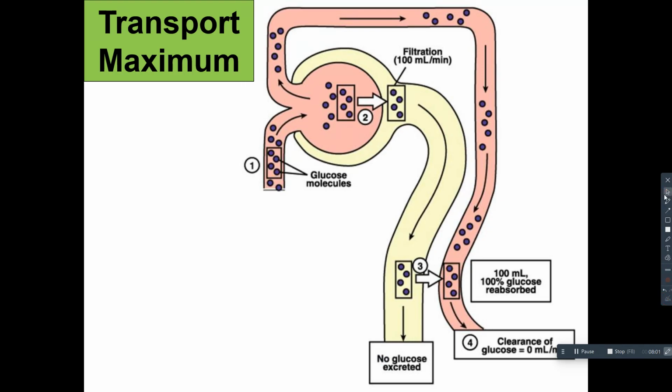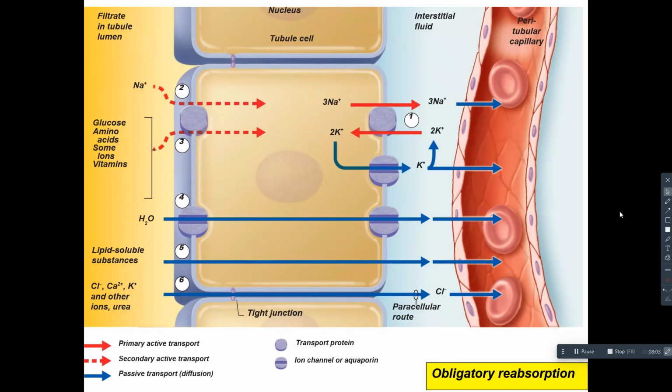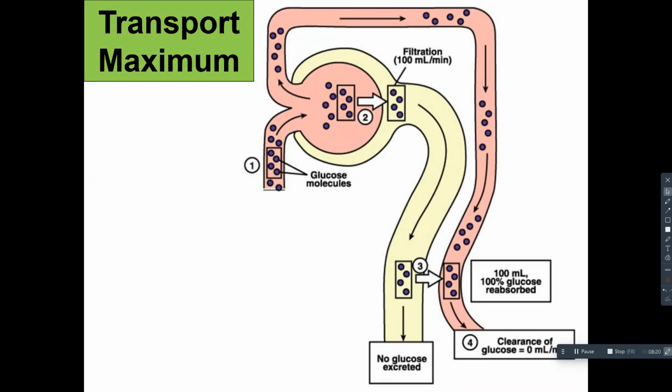In fact, if we go back a slide or two, that's not back, that's forward. There it is. Notice we got these proteins involved in moving things, reabsorbing things. These proteins can get saturated. They can get overwhelmed. There can be too many things for them to reabsorb. And when that happens, that is called a transport maximum.